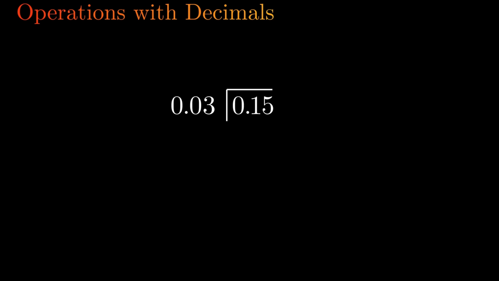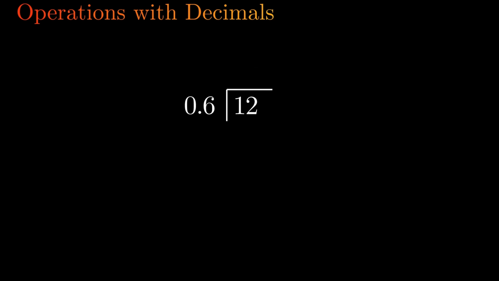Let's look at a harder one. 0.15 divided by 0.03. We move the outside decimal 2 steps to the right to create the whole number 3. Since we move the outside dot 2 steps, we move the inside dot 2 steps, so 0.15 becomes 15. Now the problem is 15 divided by 3, and the answer is 5.